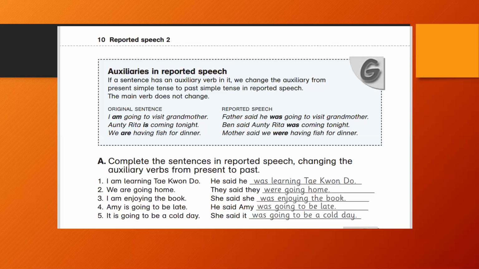Amy is going to be late. He said Amy was going to be late. Number 5, it is going to be a cold day. She said it was going to be a cold day. Now you see that all the helping verbs in present have been changed into past. Now come to the next.